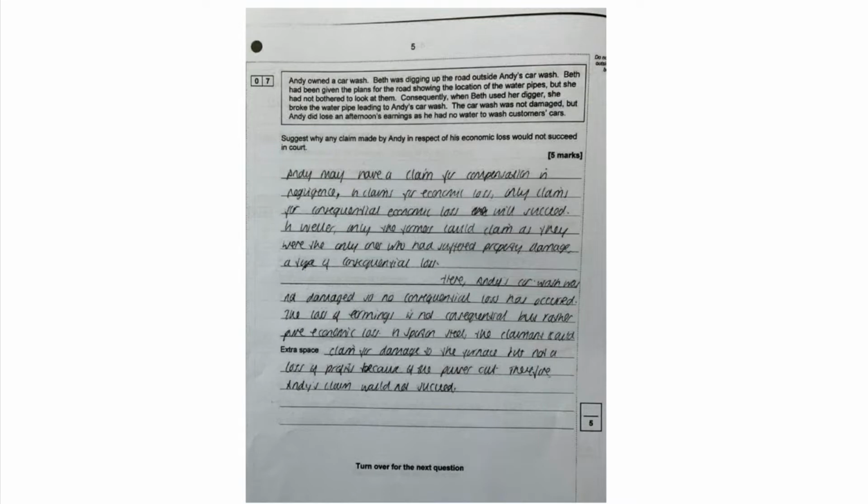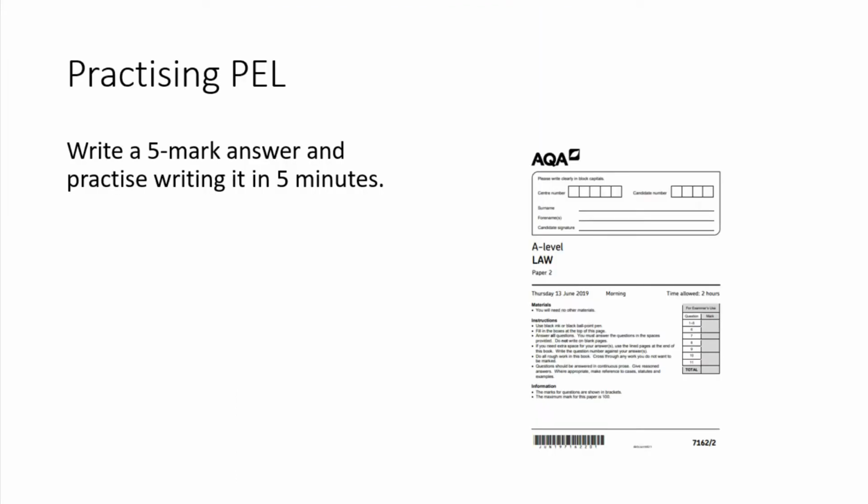The only other thing I suppose you could say is that the exception to this rule is that you can claim for a negligent misstatement arising out of a special relationship under the rules in Hedley Byrne and Heller. But clearly the examiner thought that this was enough to warrant 5 out of 5. So to practice your pure economic loss, I would suggest that you write a 5-mark answer to a similar question and then practice writing it in 5 minutes to make sure you have enough time. What was good about the previous answer was it related clearly to the facts of the scenario and used 2 cases to explain the principles.